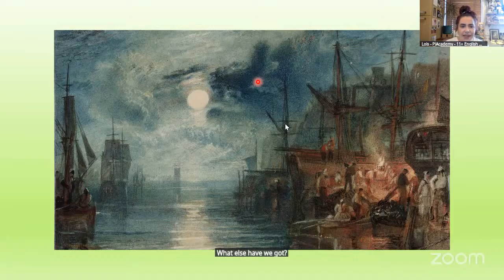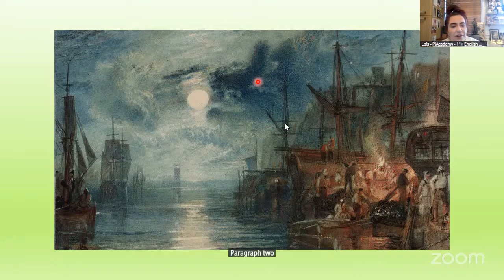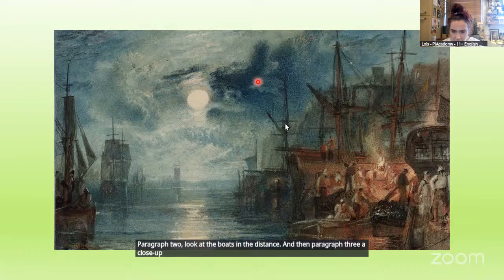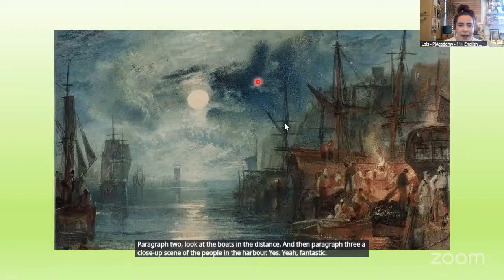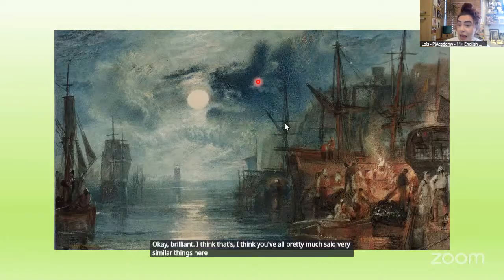What else have we got? Okay, Sasha has said number one, she would look at the night sky and the moon in the background. Yes. Paragraph two, look at the boats in the distance. And then paragraph three, a close-up scene of the people in the harbour. Yes. Fantastic. Okay, brilliant. I think you've all said very similar things here. But if you had something along those lines, fantastic. Well done.